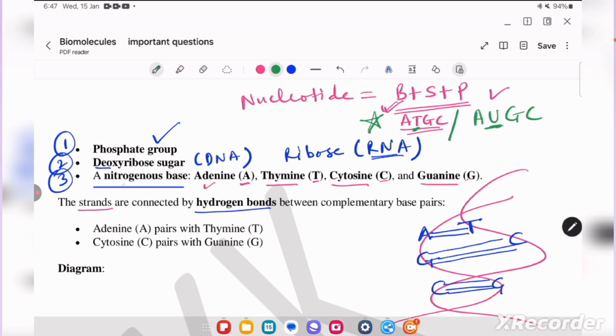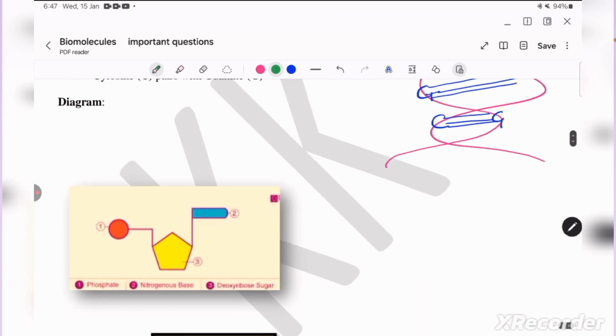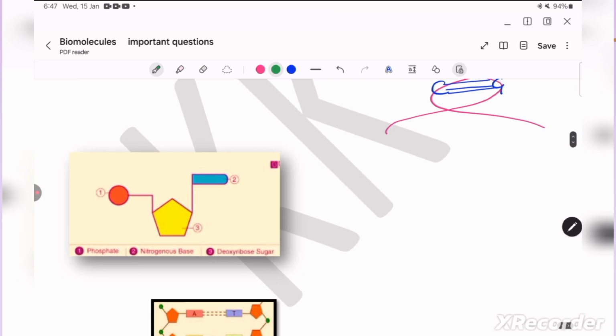The third point is there will be a sugar also, as I told you: deoxyribose in DNA and ribose in RNA. Let's understand the major differences once again. This is one of the ways in which you can show how a nucleotide looks. This is how I've drawn it. The first part, which I'm showing by a circle, is the phosphate group. Then the second part is a base.